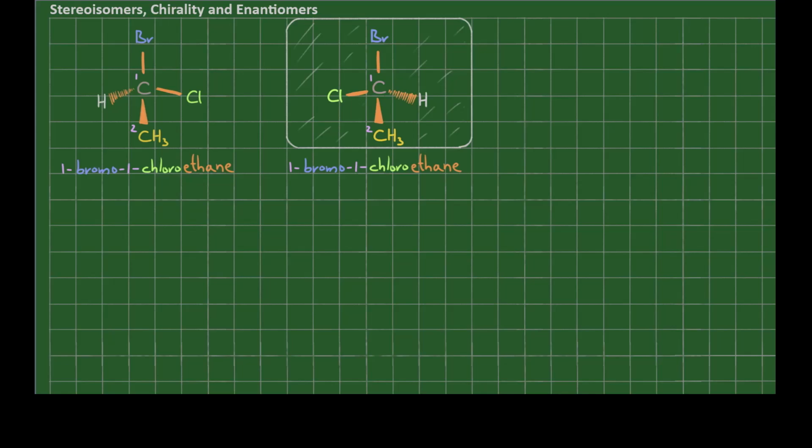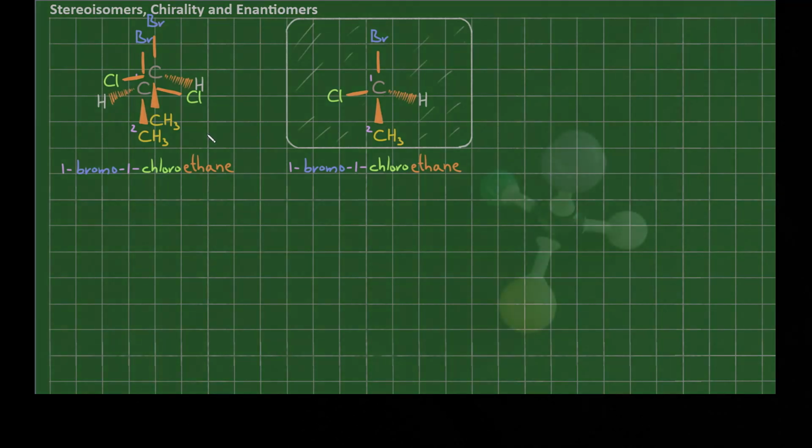However, they are not identical. If I take the mirror compound out of the mirror and try to align it with the original molecule, I cannot do it. Yes, the bromine and the CH3 group align, but the chlorine and the hydrogen do not. Hopefully this will become a bit clearer with the use of molecular models. Let me change the scene and go away from the drawing board for a moment.